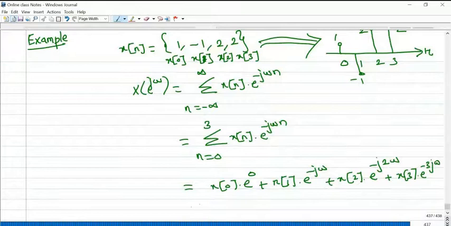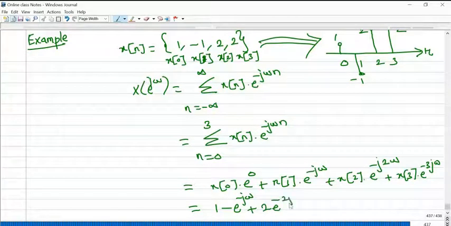The x of 0 value is 1, so 1 times 1. The x of 1 value is minus 1, so minus 1 e power minus j omega, plus 2 e power minus 2j omega, plus 2 e power minus 3j omega. So this is the result.